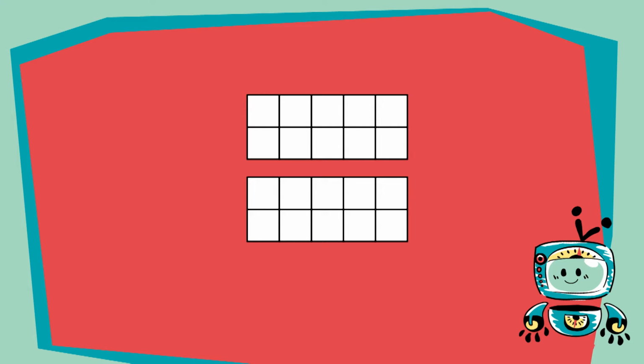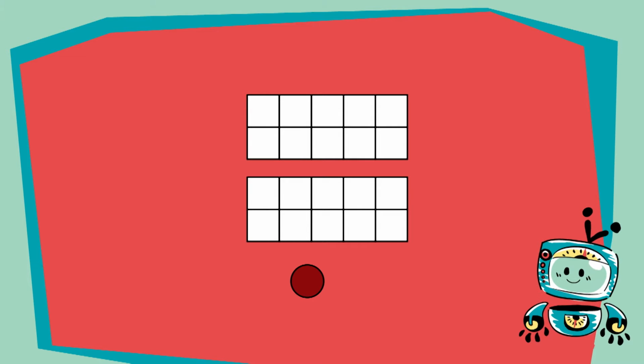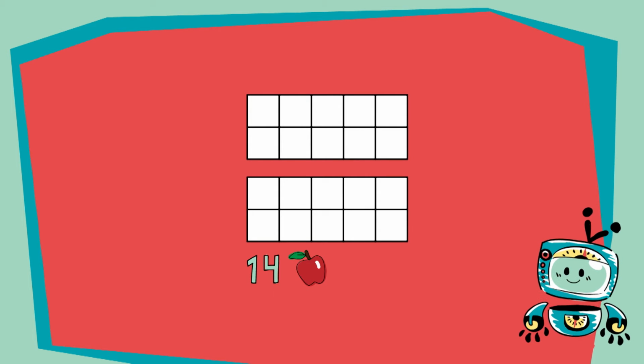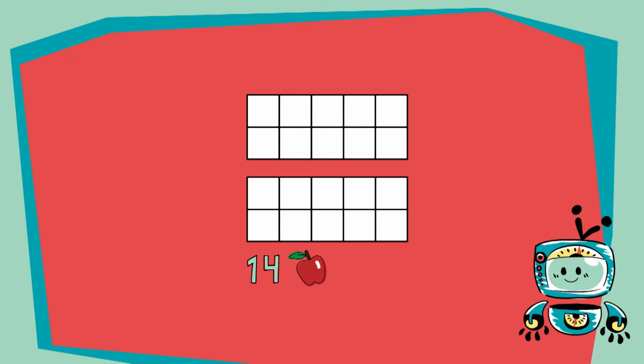We are going to use the red counter for the red apples and the green counter for the green apples. Moesha had 14 red apples. I'm going to put 14 counters on the 10 frames. I know that when I fill one up, I have used 10 counters. Watch as I count the 14 red counters onto the 10 frames.